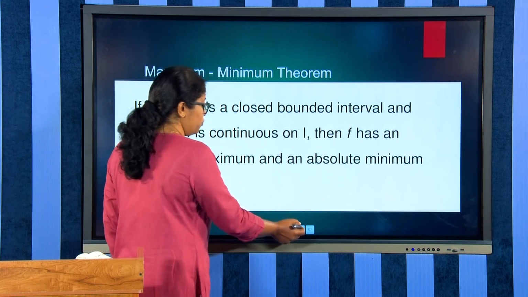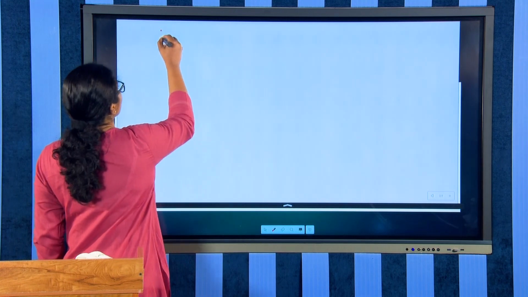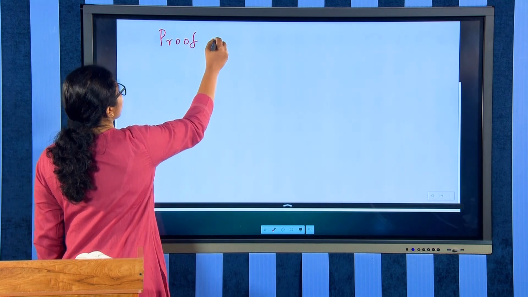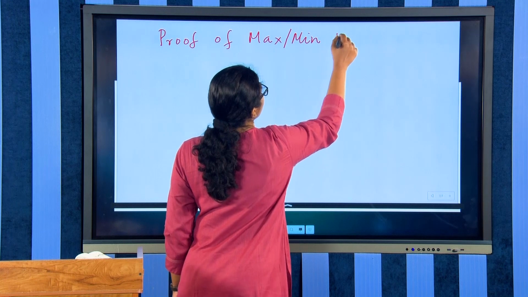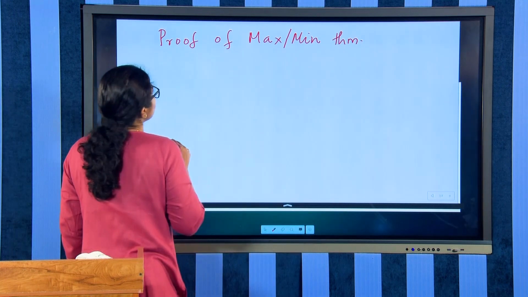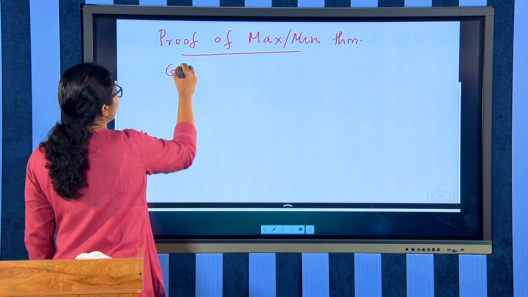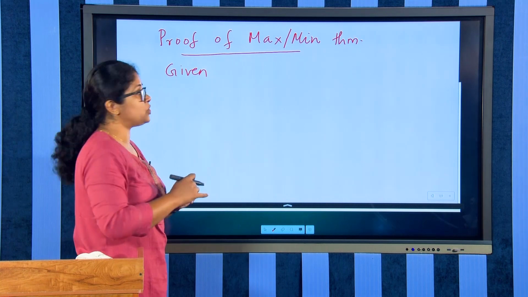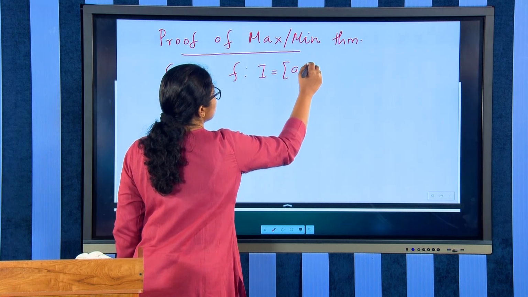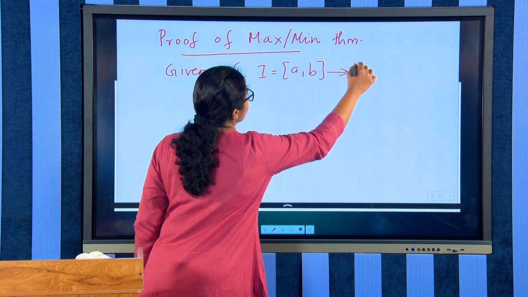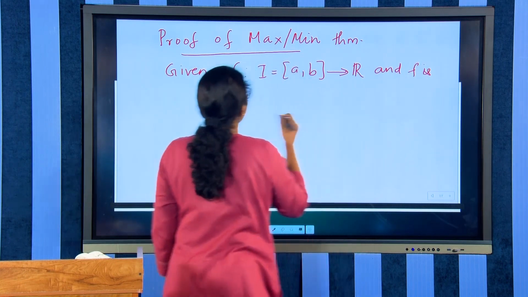So, we can look at the proof. The proof goes like this. Proof of maximum minimum theorem. We will start with what are the given conditions. Given f is defined on some interval I equal to the closed interval [a, b] to R, and f is continuous on I.